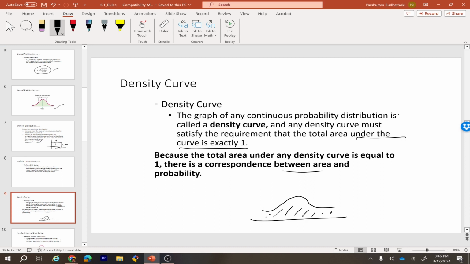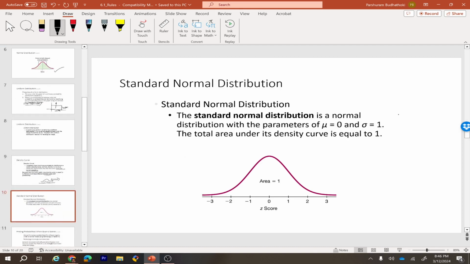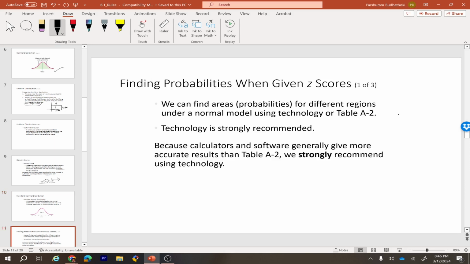So between the area under the curve and probability, we can find the correspondence between these two values. Here is the role of the standard normal distribution. If you have the standard normal distribution with center 0 and standard deviation 1, then the area under the curve should be equal to 1.